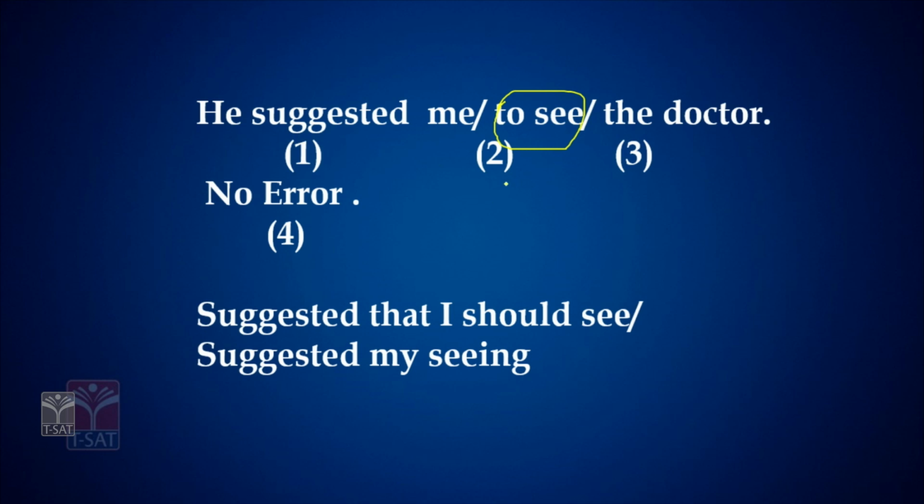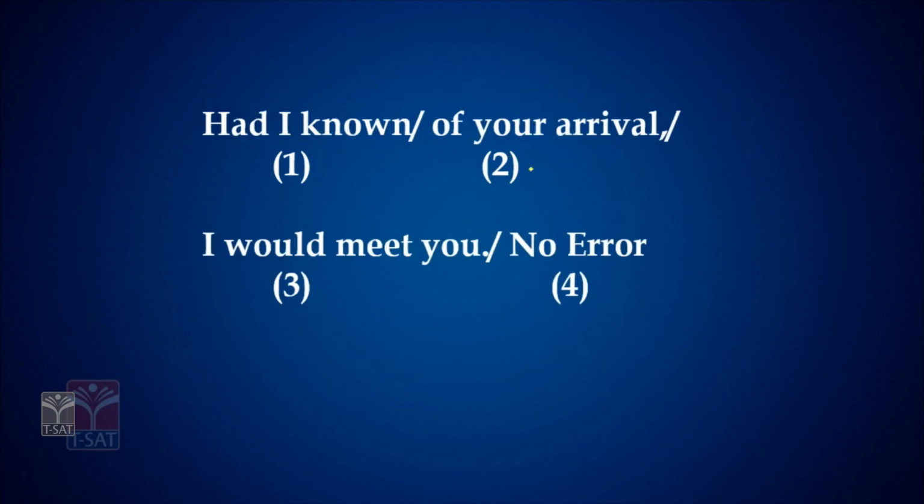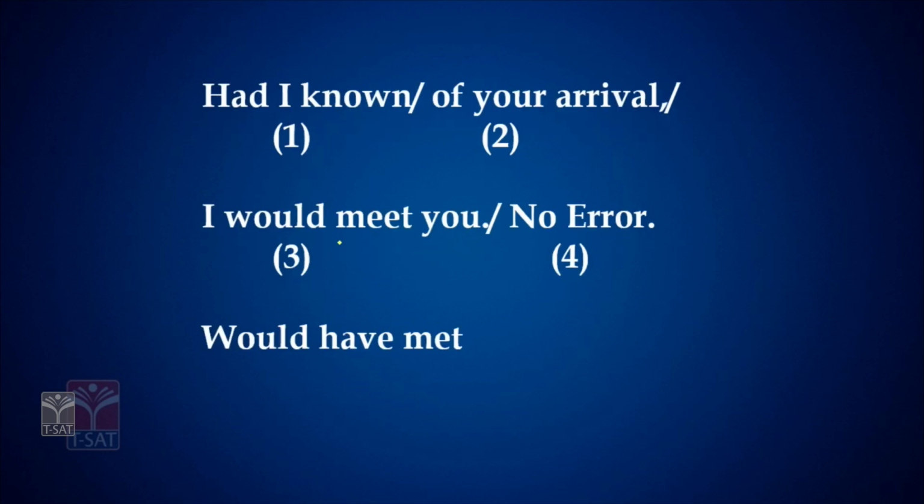So, slot number 2 has the error, and had I known of your arrival, I would meet you. This is the other way of conditional type 3, which is impossible. You can say if I had known of your arrival, I would have met you. The other way is, had I known of your arrival, I would have met you. If you say, had I known, there is nothing wrong with the word order. Of your arrival, I would meet you. The problem with I would meet, it should be I would have met you. So, problem with 3 here.